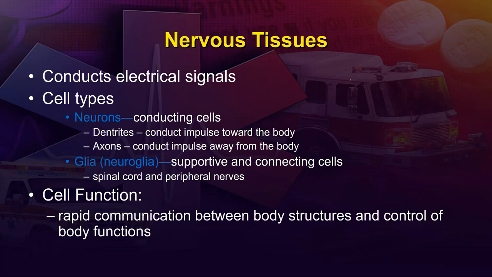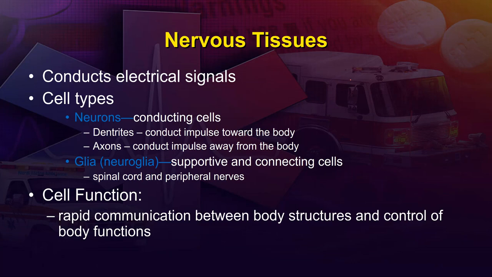Neurons have two primary portions to their overall structure, dendrites and axons. There are further structures we'll talk about when we talk about the nervous system later. Dendrites are going to generally conduct impulse towards the body of the cell, and axons are going to conduct an impulse away from the body of a cell.